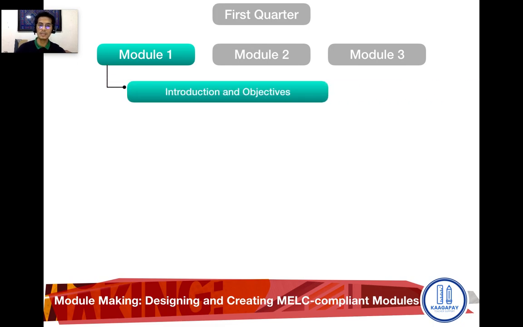So the first one is introduction and objectives, okay? Sabi natin kanina, modules are instructional packages with well-defined objectives. Kasi kailangan yun eh. Kailangan malaman ng mga estudyante what the module is for, what are the objectives of the module so that they could later on reflect if they have achieved the objectives.